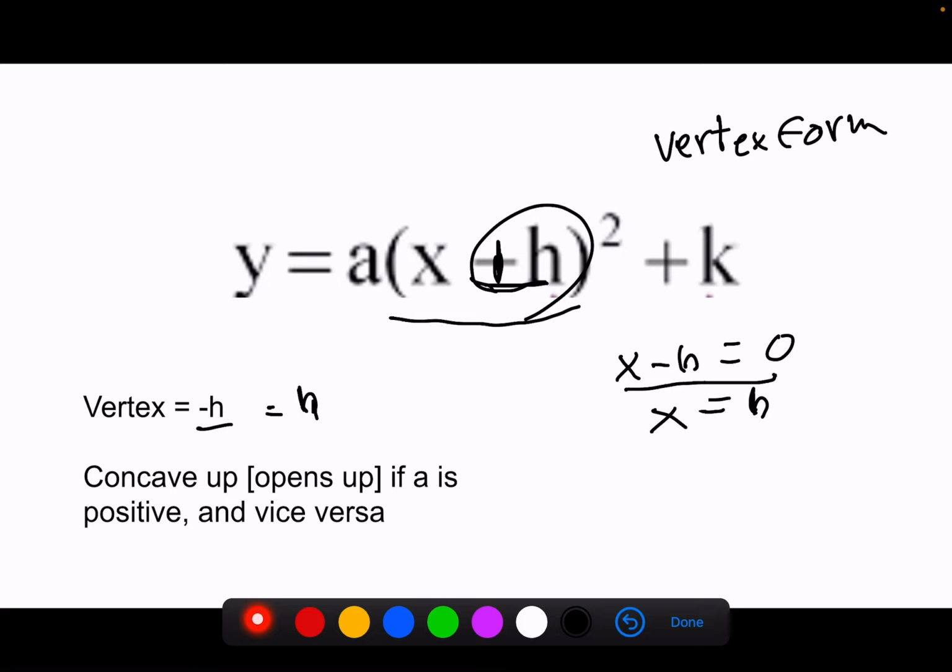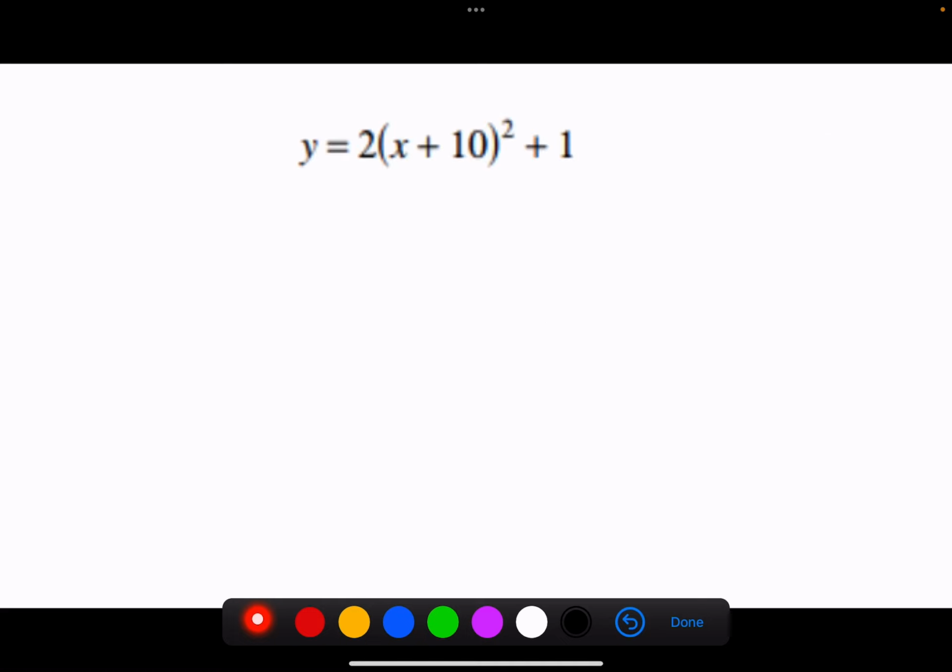And this is the same thing as the previous equation, the previous slide. So if a here is greater than 0, then it will open up, it'll be concave up. And if a is less than 0, then it will be concave down, opening down. So let's do some practice problems here. So identifying the vertex.